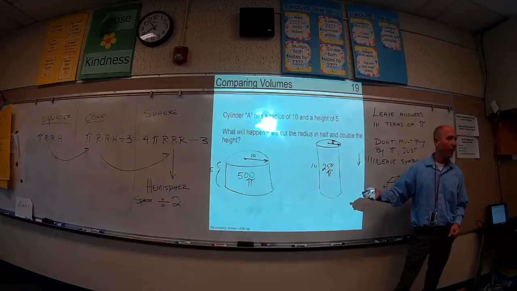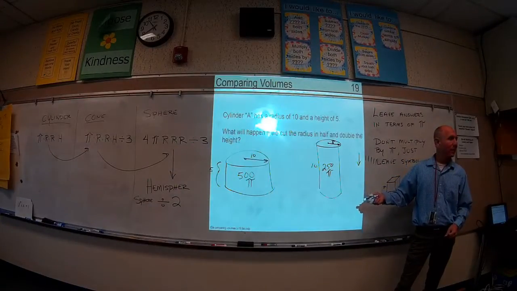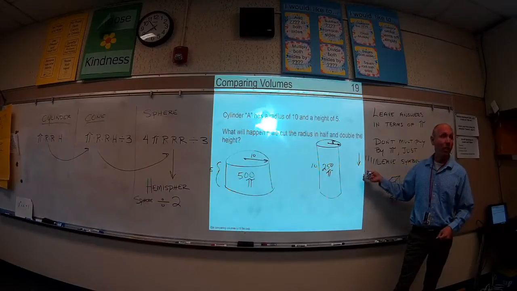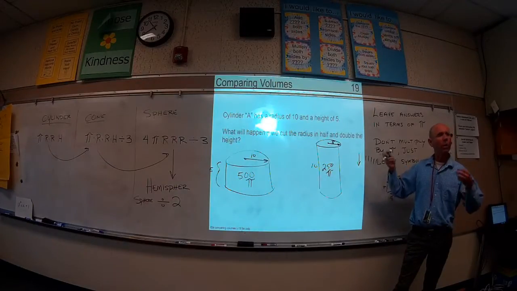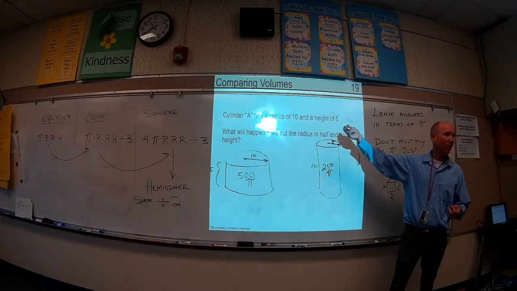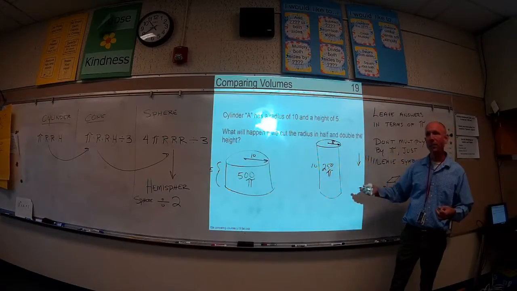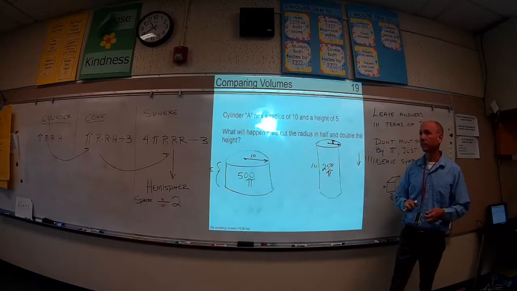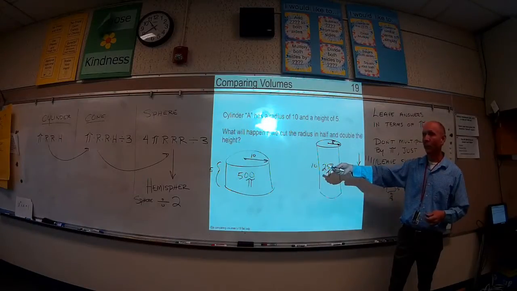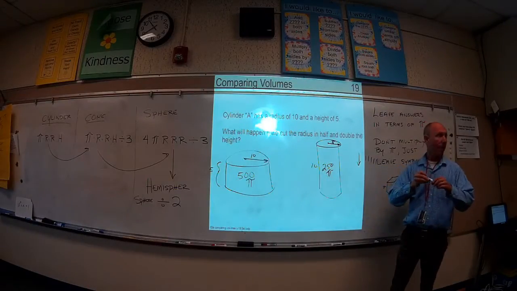Good. Oh, it's twice as much. So be careful. Well, actually, this did what we thought it was going to do. But work the math out. Don't just make some assumption based off of doubling or halving. Work the math out and figure it out. Yes? It's the math. So 500 pi and 250 pi.